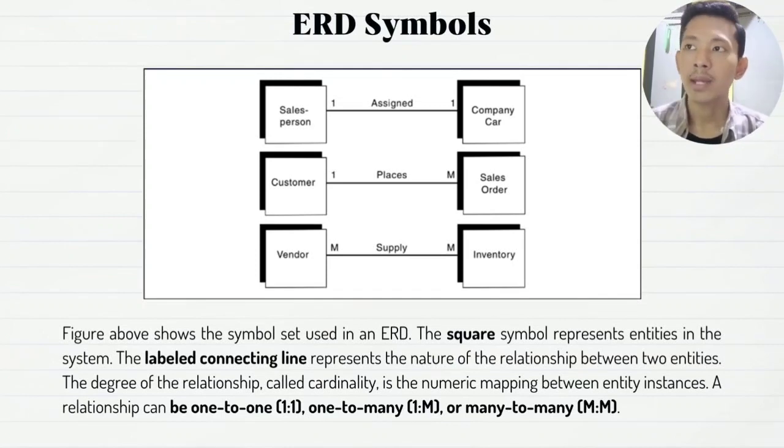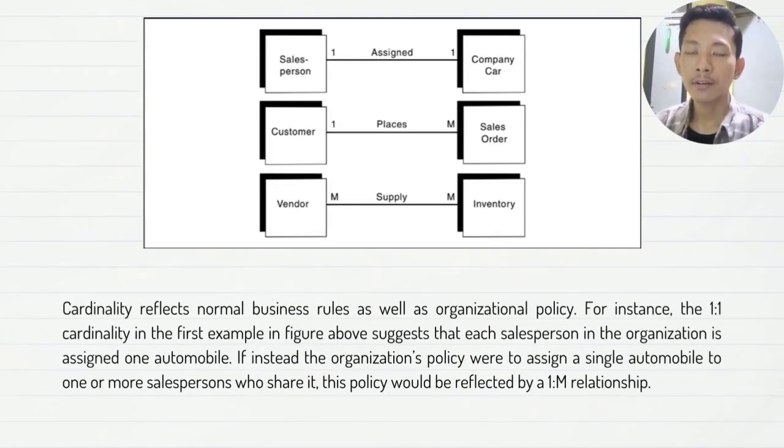A relationship in the ERD can be one-to-one, one-to-many, or it can also be many-to-many. So cardinality reflects normal business rules as well as organizational policy. For instance, the one-to-one cardinality in the first example in the figure above suggests that each salesperson in the organization is assigned one automobile. If instead the organization's policy were to assign a single automobile to one or more salespersons who share it, this policy would be reflected by a one-to-many relationship.